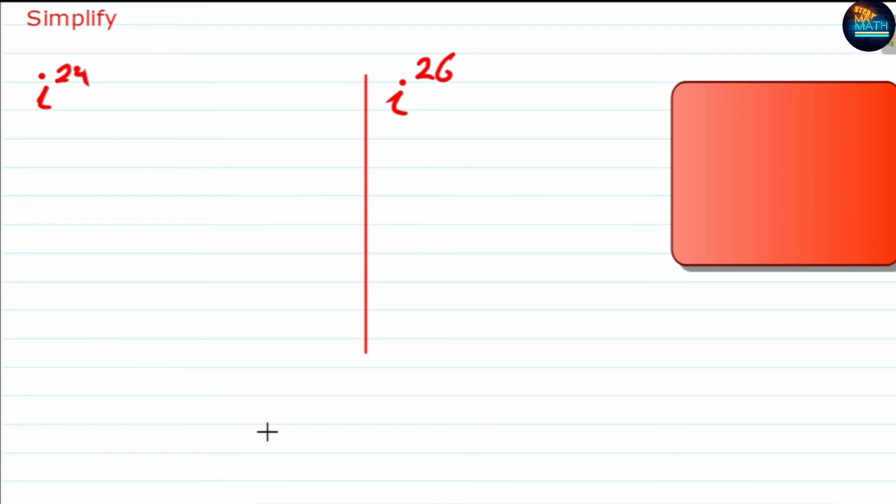Simplify i to the power of 24. You know that 24 is a multiple of 4 because 24 is equal to 4 times 6. So you can write it as i to the power of 4 multiplied by 6. The rule is a to the power of m multiplied by n is equal to a to the power of m, all to the power of n. So according to that rule, you can write it as i to the power of 4, all to the power of 6. And you already know i to the power of 4 is 1. So it's 1 to the power of 6, which is equal to 1.